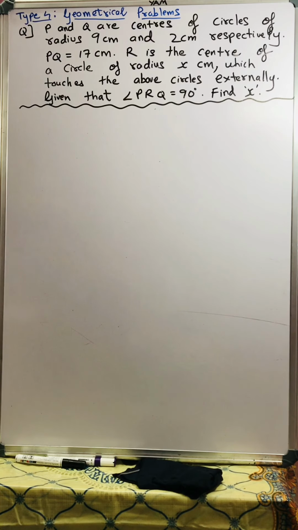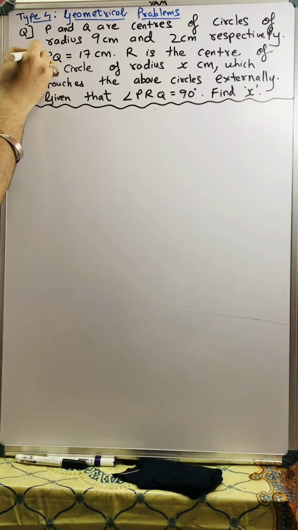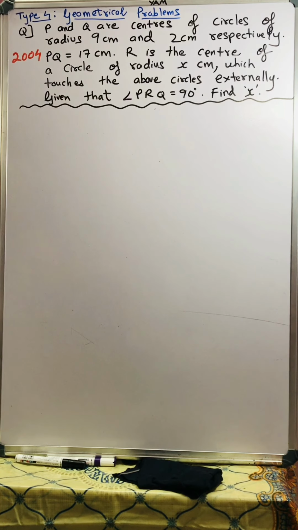Students, on the board we have another question from type 4, which is geometrical problems. This is the third question from this type 4. The first and second questions from type 4 we already completed in a previous lecture. This third question, students, was asked in the board exam of 2004. Now let's read the story and understand what is given to us.